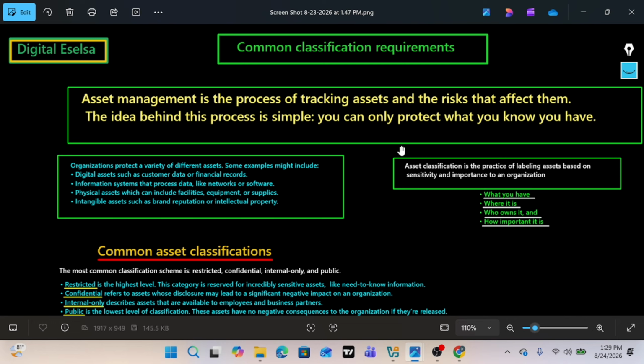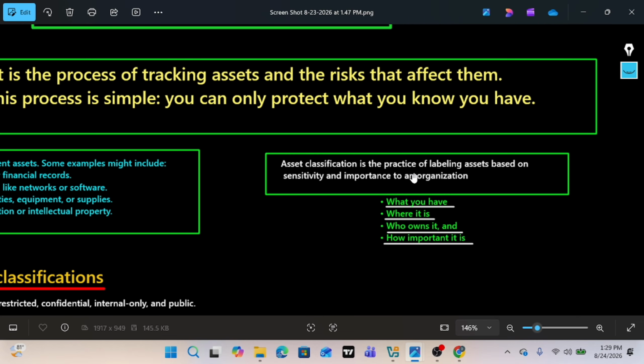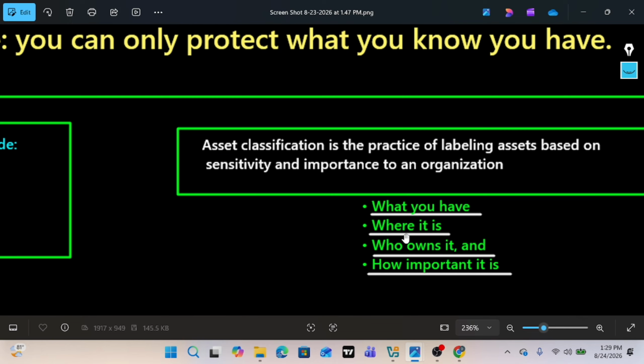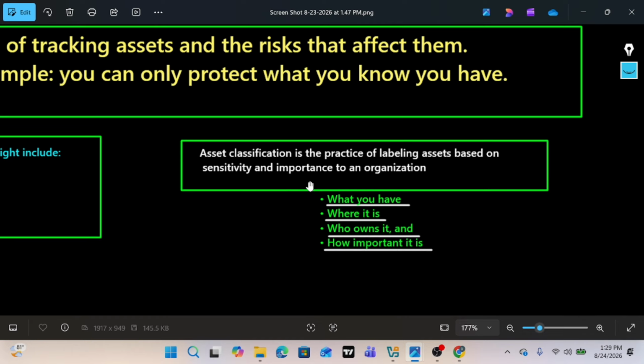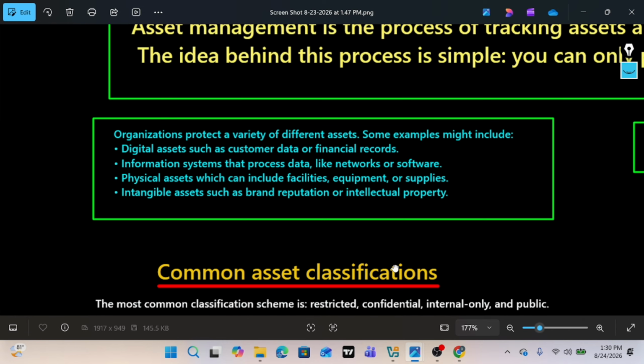are actually prioritized. So we have asset classification, which is the practice of labeling assets based on sensitivity and importance to the organization. This is where the cybersecurity professional, which is an asset manager, will be asking questions like, what do we have, where it is, who owns it, and how important is it? When we gather this information, we can, of course, classify the assets properly.